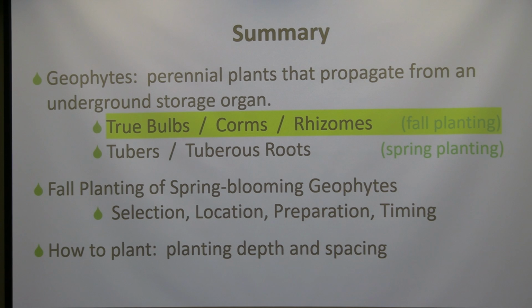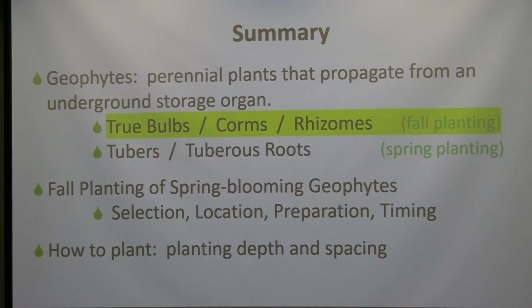And then timing: the fall bulbs, the spring bloomers, are planted right now in the fall. This is a perfect time to go and buy them or order them. That's what we talked about today, but if there are bulbs that bloom in the summer, you'll plant them in the spring. So there's two different kinds. And then also we talked about how wide we need to plant them and how deep we need to plant them.